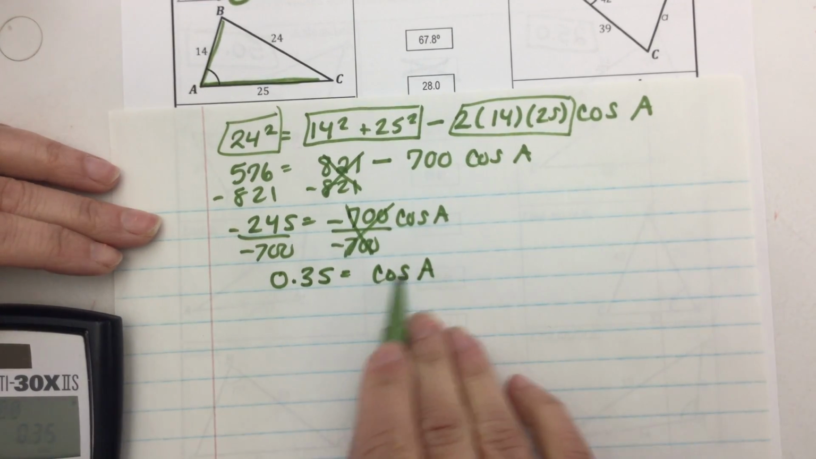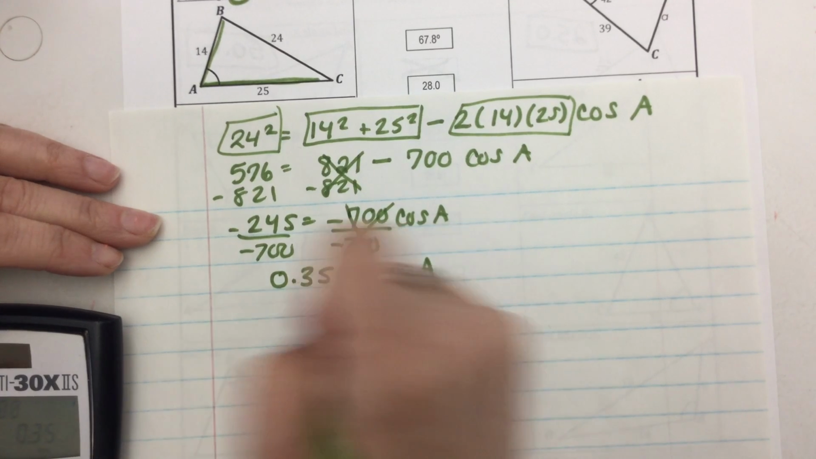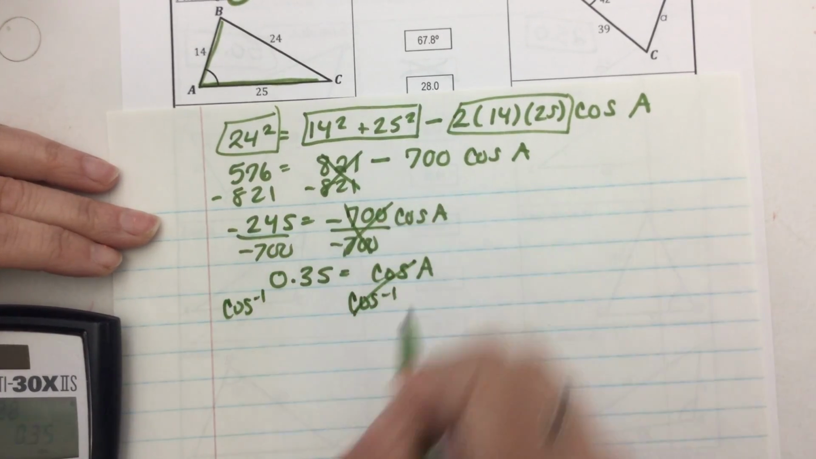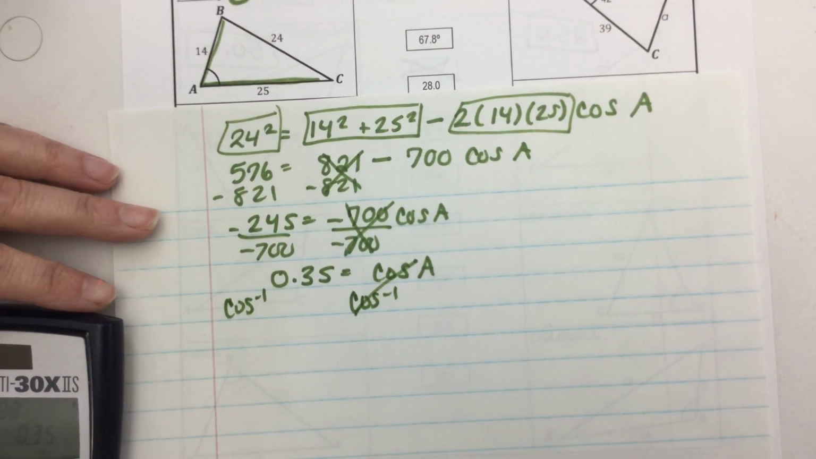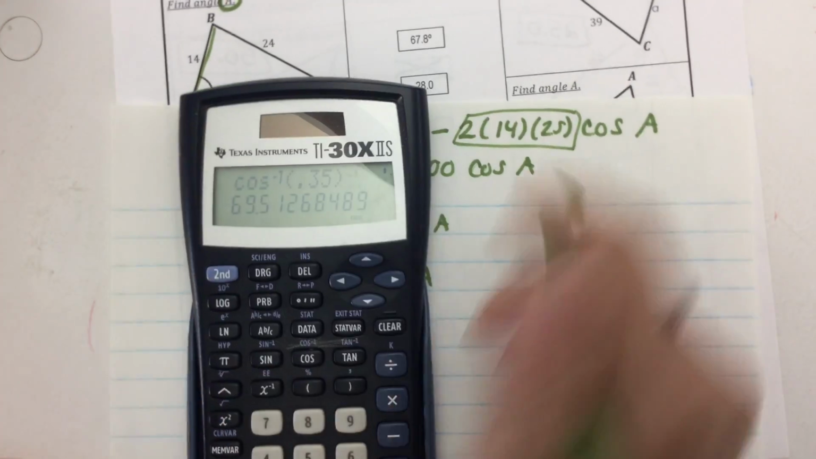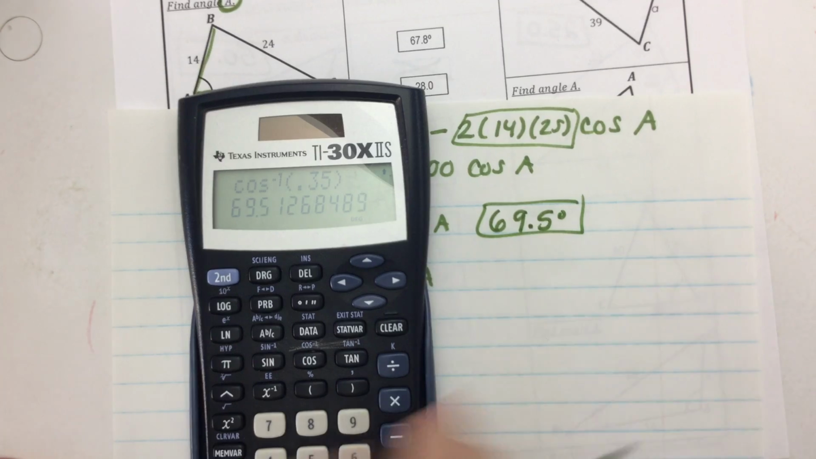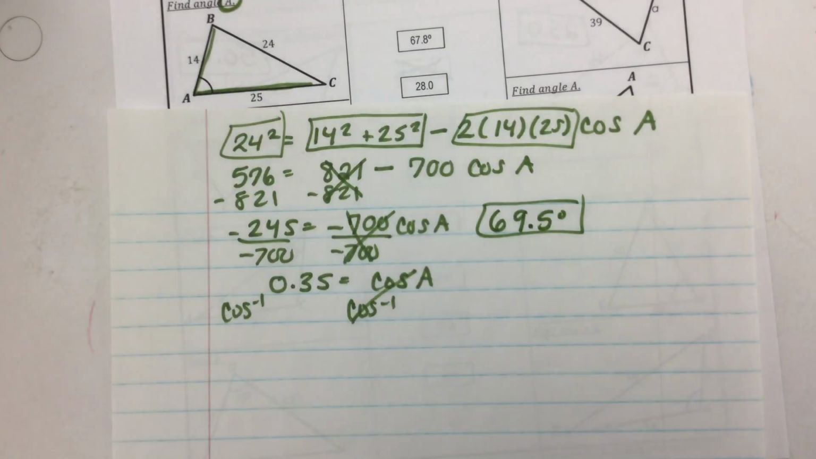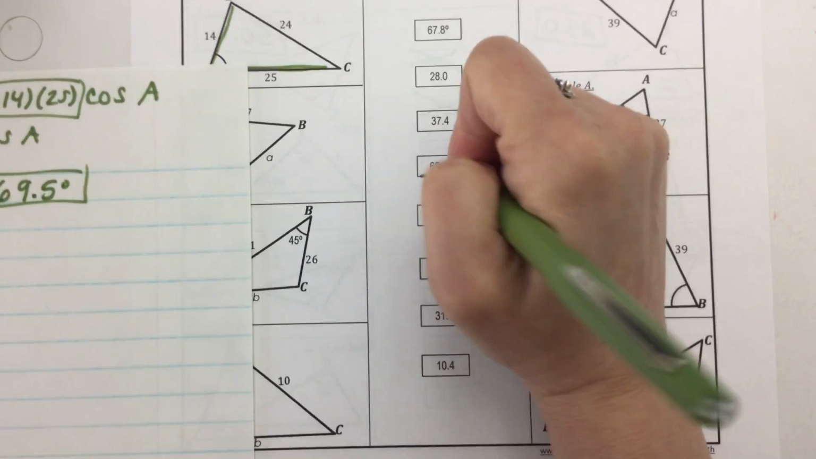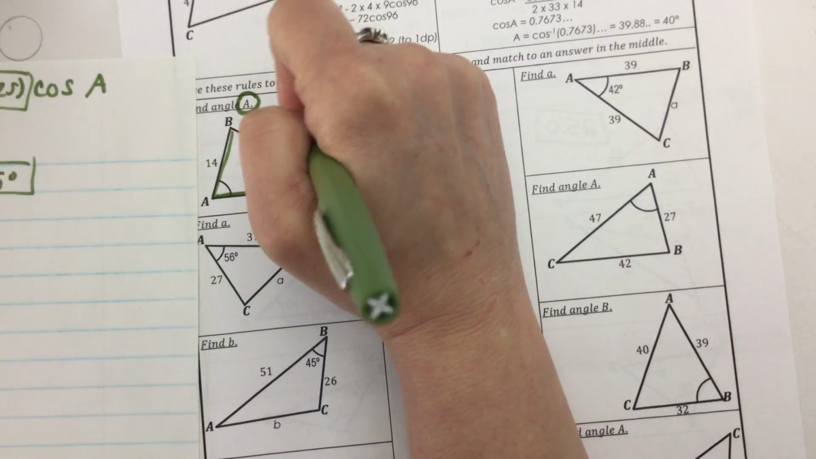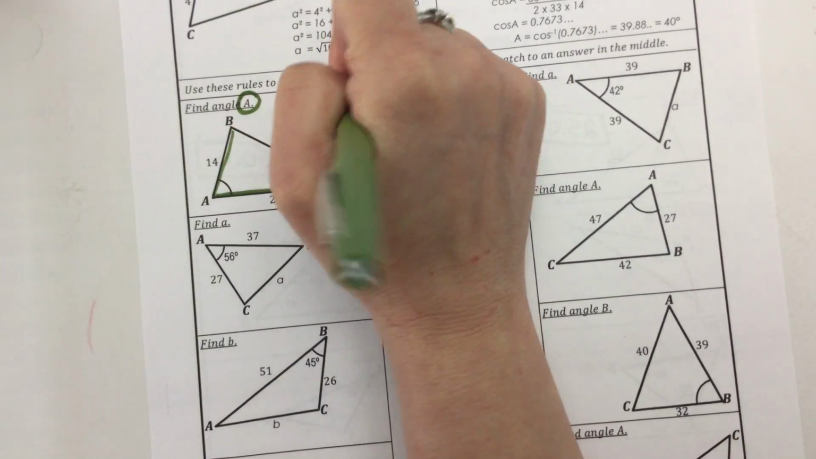Now to cancel the cosine, you do the inverse cosine. Again, make sure your calculator is in degree mode. Inverse cosine of 0.35, if I hit enter, is 69.5 if I am rounding to the tenth. So just like on the previous side, we want to find the answer. 69.5 is right here. And that's what you'll be doing today.